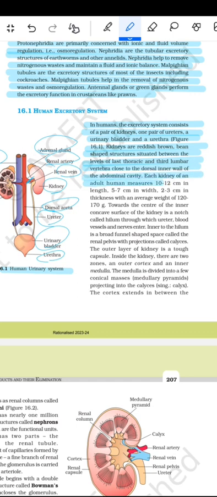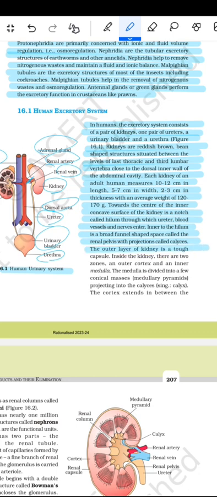Each kidney of an adult human measures 10 to 12 cm in the length, 5 to 7 cm in the width, and 2 to 3 cm thickness, with an average weight of the 120 to 170 gram. Towards the center of the inner concave surface of the kidney is a notch called the hilum, through which the ureter, blood vessel, and the nerves enter. Inner to the hilum is a broad funnel-shaped space called the renal pelvis with projection called the calyces.